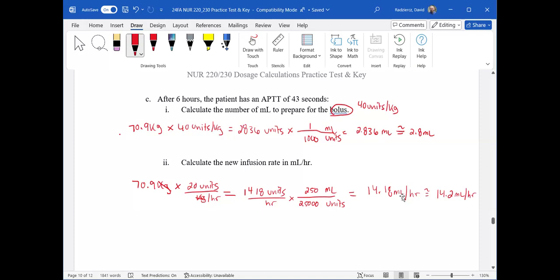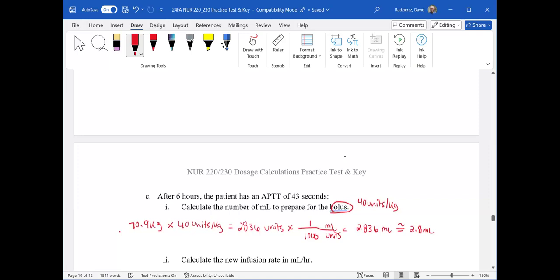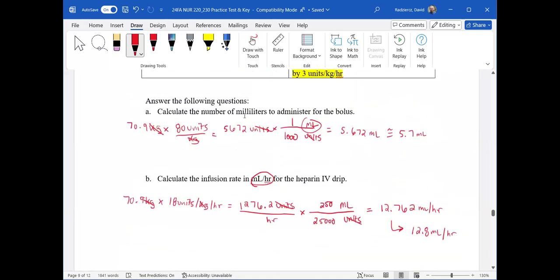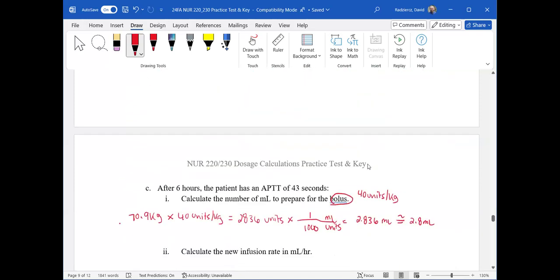So I gave you 2 scenarios. Most likely you're going to see this scenario here. Calculate the number of milliliters for the initial bolus, calculate the initial infusion rate, and that's all you're most likely going to have to worry about. I don't anticipate that you'll have to do what I just worked through, but it's extra questions. If you can do it, it's an extra challenge, and I think it'll help you out in the long run.